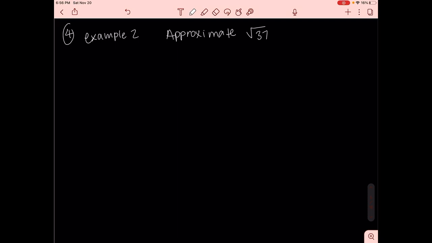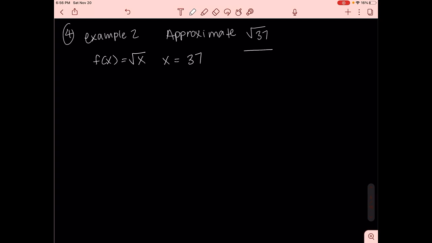Okay, so let's try another example. Now they're asking us to approximate the value of the square root of 37. And so this example is a little bit different from the previous one in that we're not given f of x, we're not given the value of a, and so we kind of have to discern those for ourselves. So just looking at this expression right here, I'm going to create my f of x, and I'm going to make it the square root of x. And so that means that x in this scenario would be equal to 37.